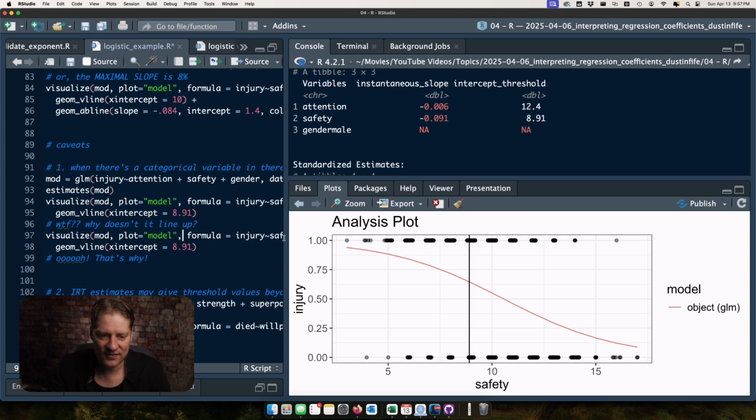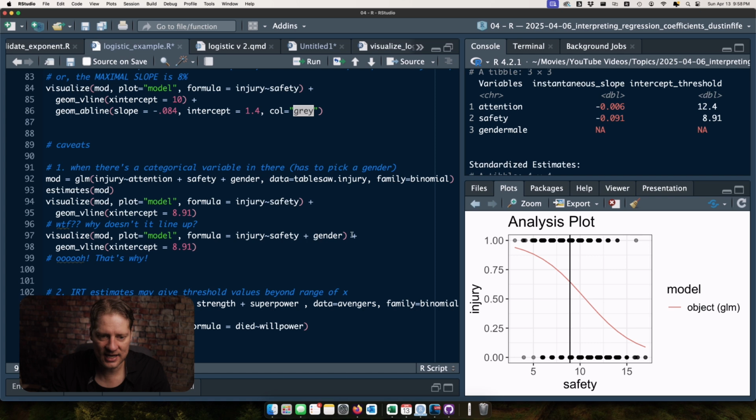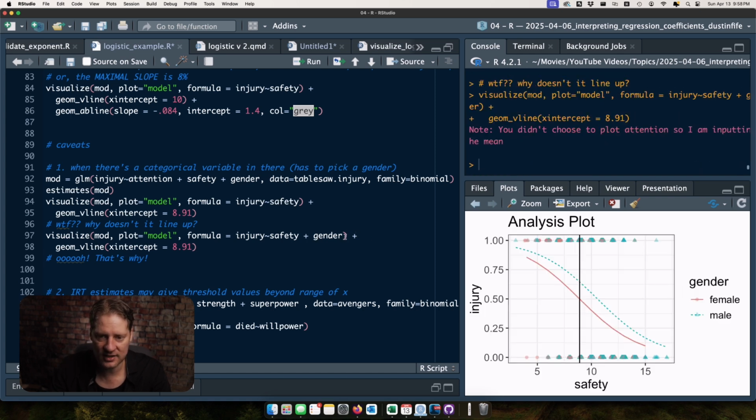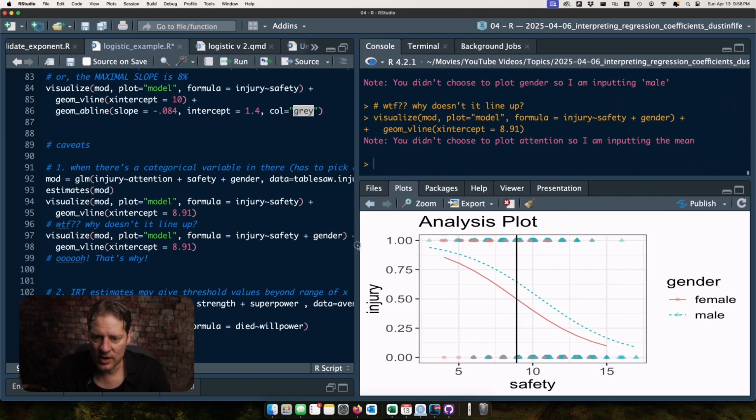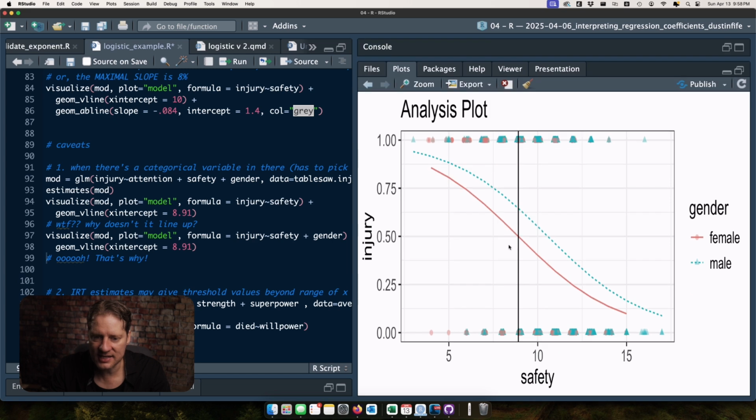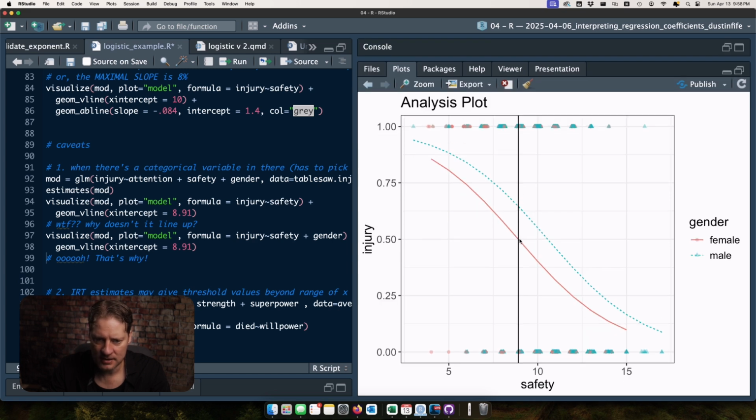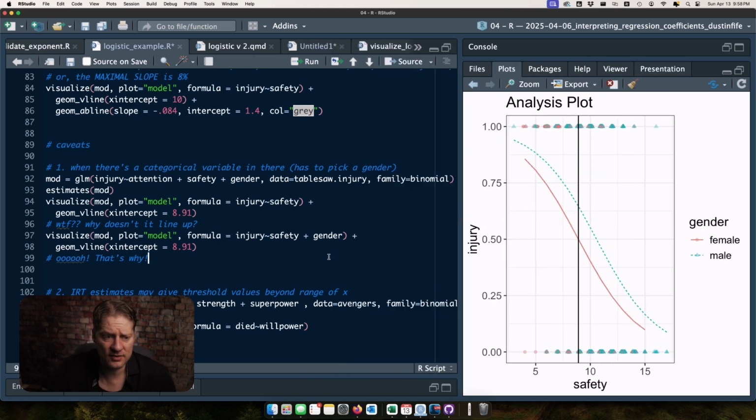So instead, if I use this R code and show gender and then do that, lo and behold, that does intersect at the 50% mark, but for the females. So that tells you that that threshold corresponds to the threshold for the females. And I guess the males would be different. It looks like 10.5 or something like that. So that's one caveat to be aware of.